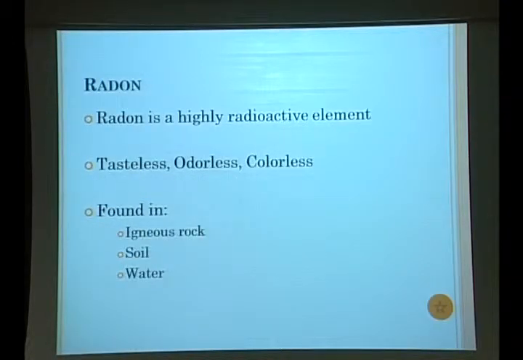A little background on radon. Radon is a highly radioactive element discovered in 1899. It is tasteless, odorless, and colorless, and is commonly found in igneous rock, soil, and in some cases, water. It easily penetrates common household building materials such as wood.